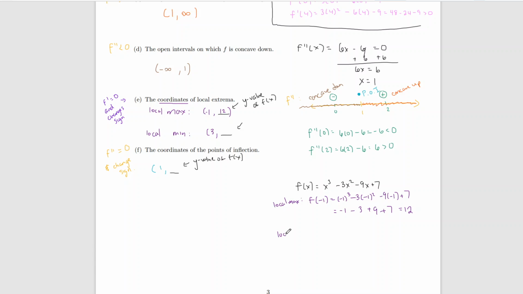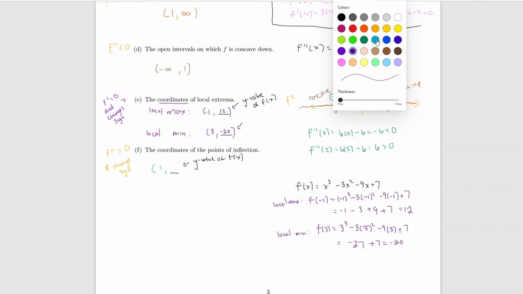Now the y value for the local min, well, we plug in x equals 3. So we got f of 3 equals 3 cubed minus 3 times 3 squared minus 9 times 3 plus 7. And this actually cancels out because this is 27 minus 27, so that's 0. And we have minus 27 from here plus 7, which is negative 20. But once again, you can just type that in your calculator. And the y value for the local min is negative 20.